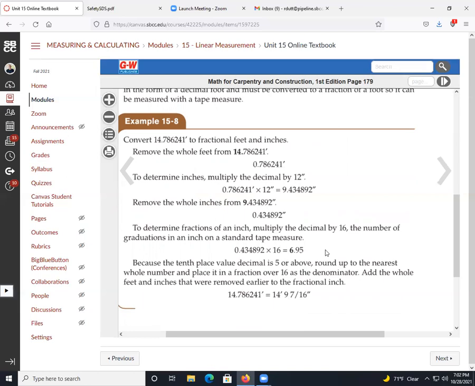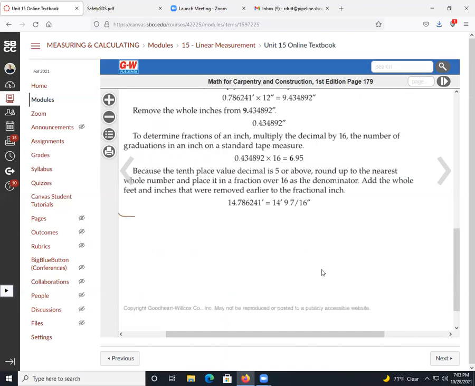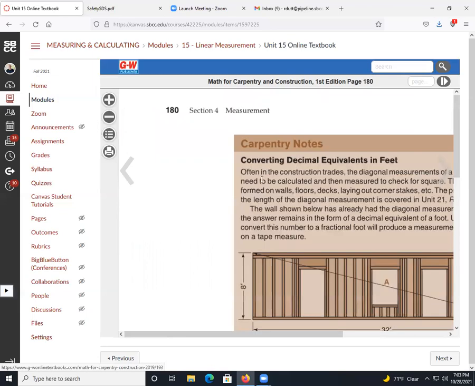And that's not 6.95 feet. That's 6.95 over 16. That's 16ths. Rounded to 7 because we can't have 0.95 16ths. We got to round. So it's 7/16. So the answer is, we go back to 14, which we put aside, the 9, which we got, 14 foot 9 and 7/16 of an inch. That's the answer. Piece of cake.